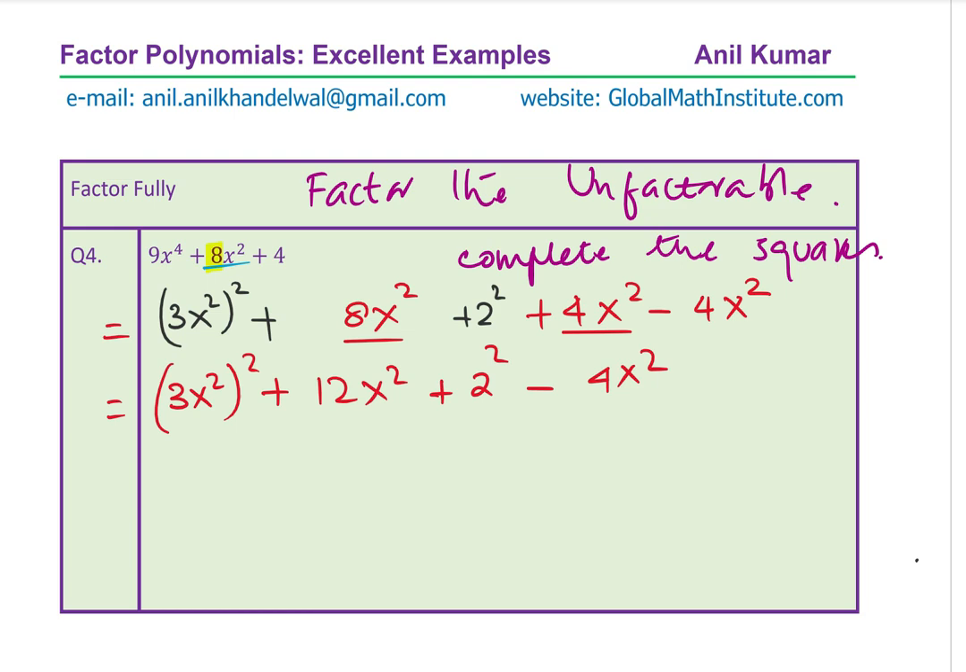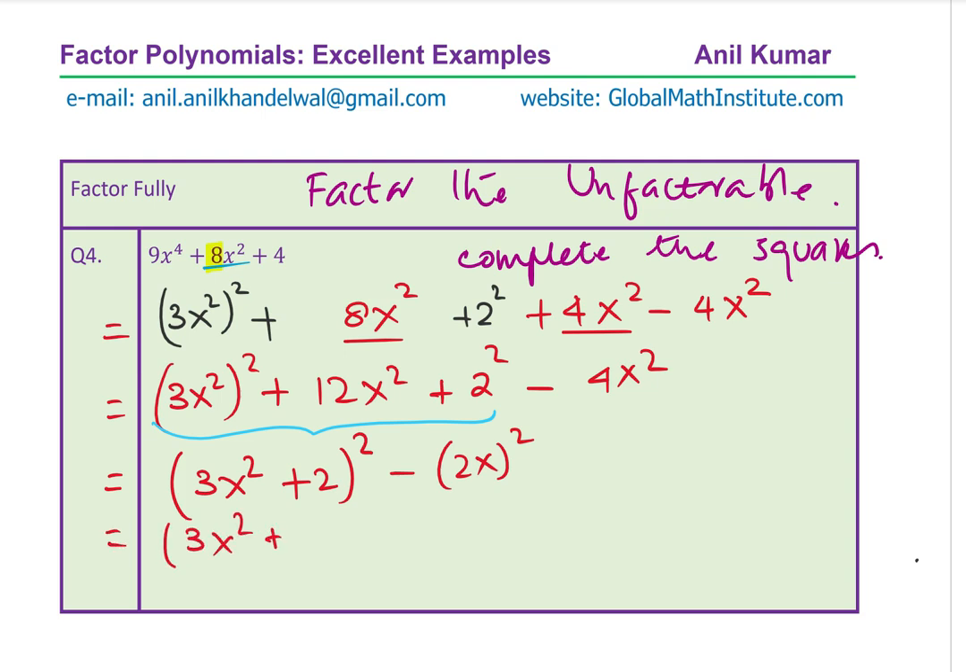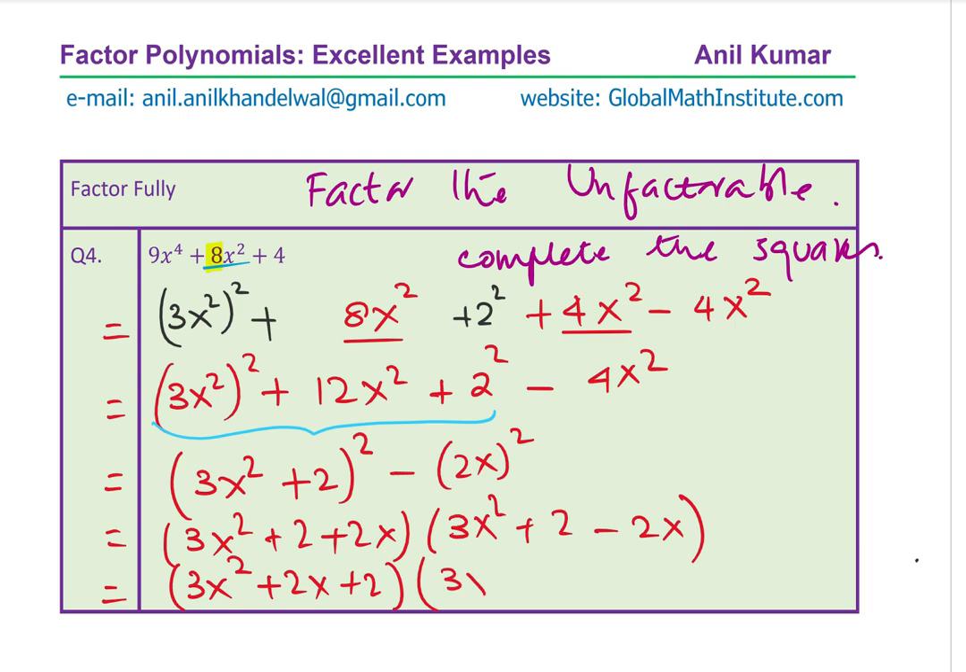Do you see that? So basically, these three terms now become a perfect square. And therefore, I could write this as (3x squared plus 2) whole square. And here we have (2 times x) whole square. We can now apply the difference of squares. And we get (3x squared plus 2 plus 2x) times (3x squared plus 2 minus 2x). And that is how we are going to factor it. Let me just rearrange it: (3x squared plus 2x plus 2) times (3x squared minus 2x plus 2). And that is how we can actually factor the unfactorable.